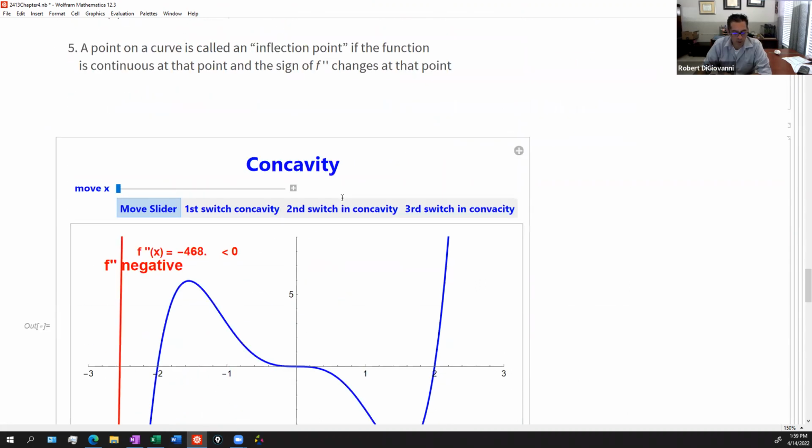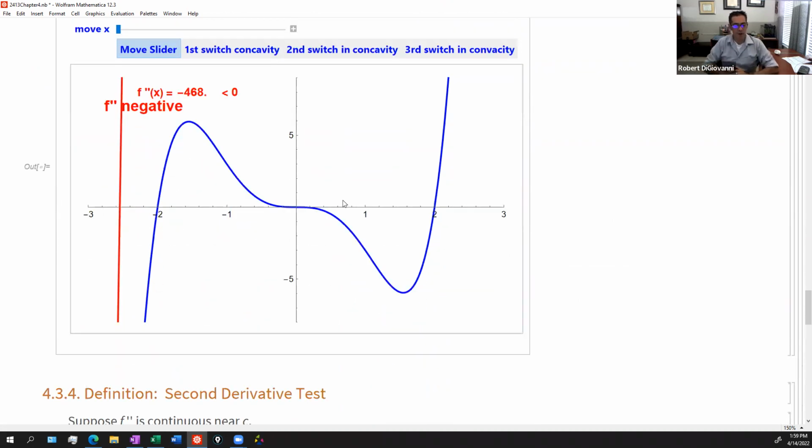All right, so I want you to look at this function right now. Just look at it first. What we've studied so far has to do with where the graph goes up and down. I'm going to move this thing around here, and I have the computer calculating the second derivative for me. The second derivative, remember, is not the slope of the tangent line. That's the first derivative. Every time it calculates a negative, it's going to leave a red trail behind it, and if it's positive, it's going to leave a green trail.